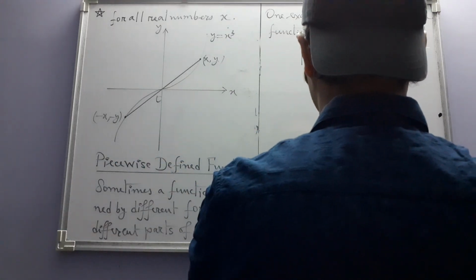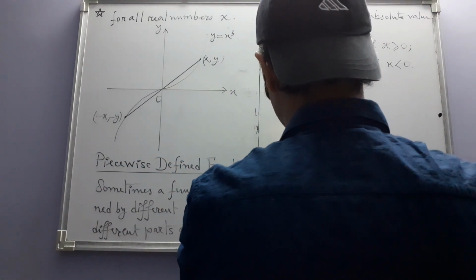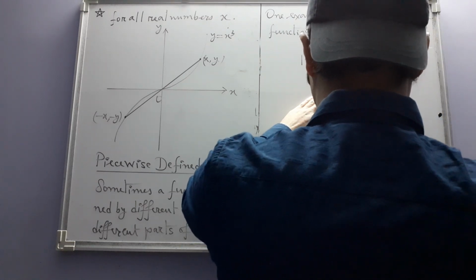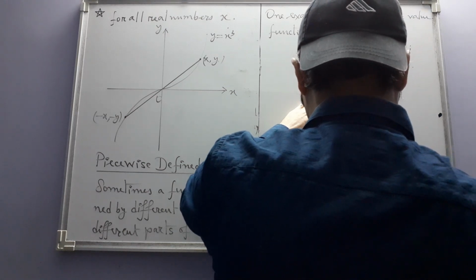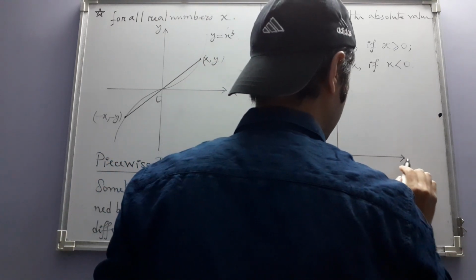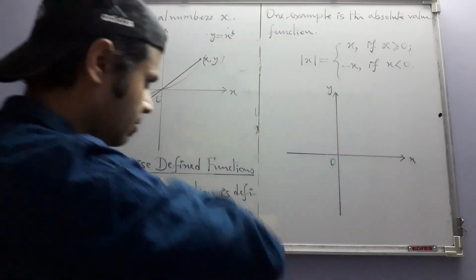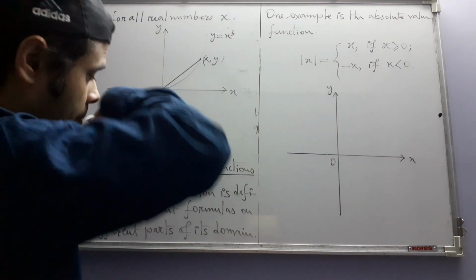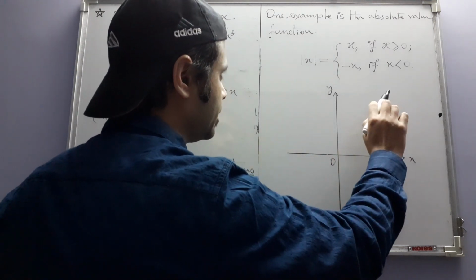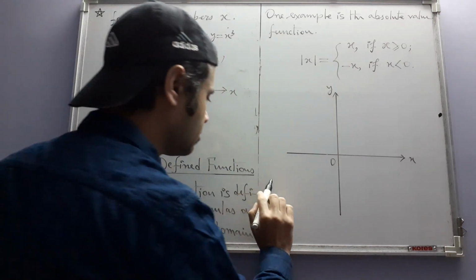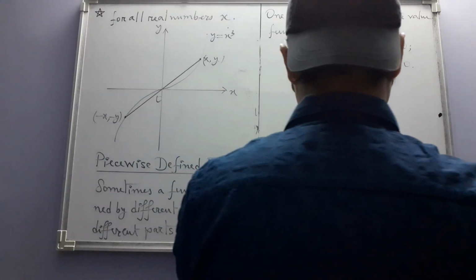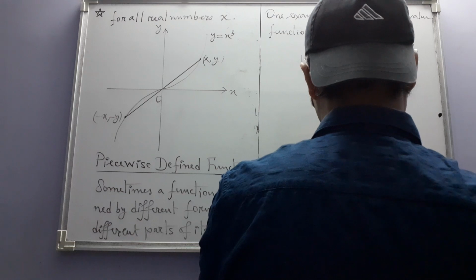I don't remember if we have seen the graph of this function before, but you can clearly draw the graph. This is y, this is x, this is the origin. You just have to observe that on the non-negative side, the equation of the function is y equal to x. So on that side, the graph will look like this.